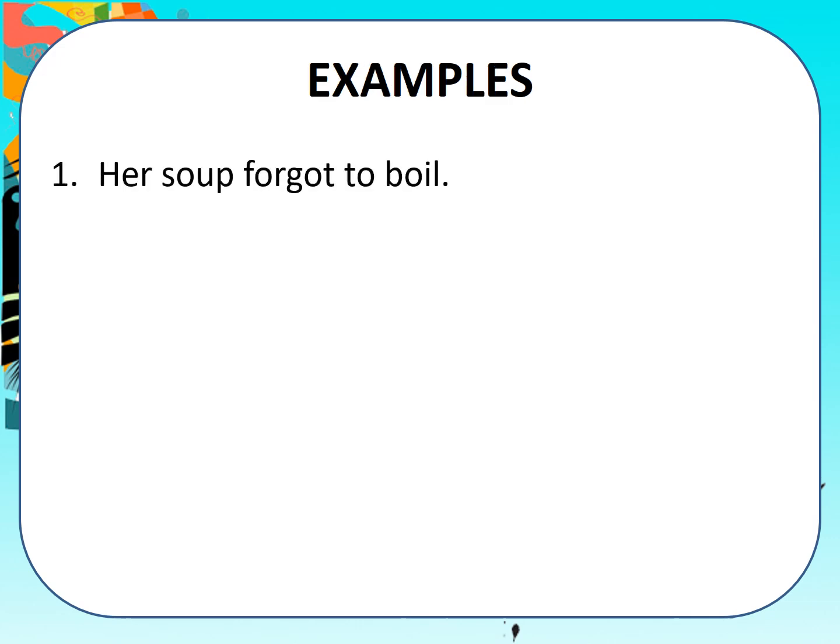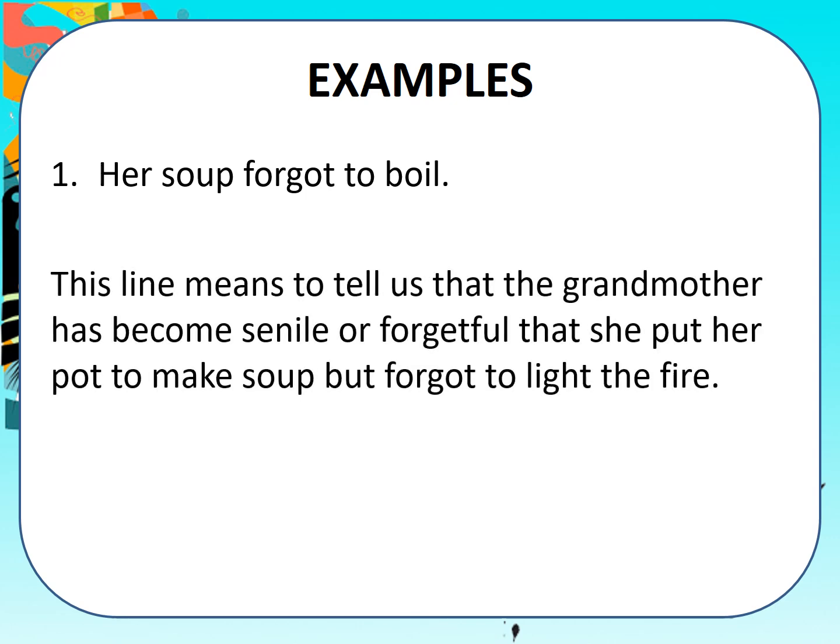One is, let's see, her soup forgot to boil. This is from which poem? Yes, The Living Photograph. So her soup forgot to boil. What is the underlying meaning? Okay, this line tells us that the grandmother has become senile or forgetful. Why? Because she put her pot to make soup, but she forgot to light the fire. Right? Isn't she senile or forgetful? That's why her soup will never boil. That is the underlying meaning.